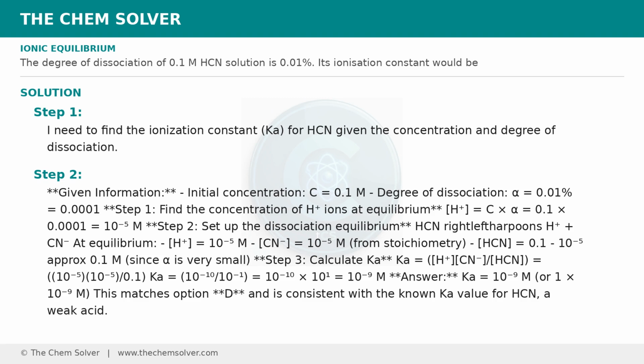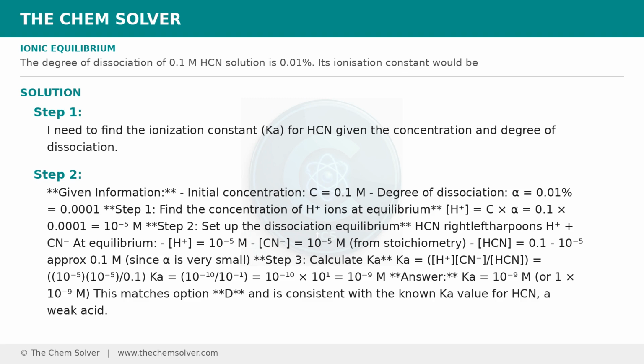Step 2. Set up the dissociation equilibrium: HCN ⇌ H+ + CN-. At equilibrium, H+ equals 10^-5 M and CN- equals 10^-5 M. From stoichiometry, HCN equals 0.1 minus 10^-5, approximately 0.1 M, since alpha is very small.